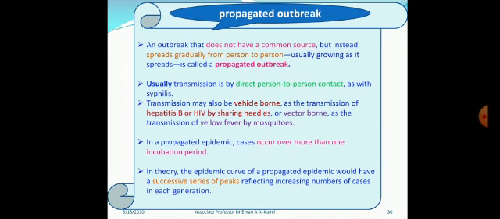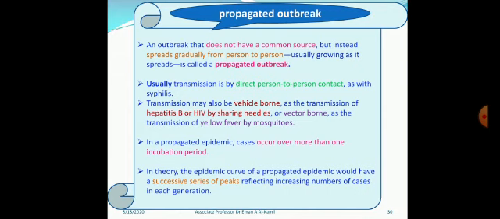Usually transmission is by direct person-to-person contact, as with syphilis or any sexually transmitted disease, or as in the case we have now, COVID-19. The transmission may also be vehicle-borne, such as the transmission of hepatitis B or HIV by sharing needles among drug addicts using the same needle, or vector-borne, such as the transmission of yellow fever by mosquito. And in a propagated epidemic, cases occur over more than one incubation period.